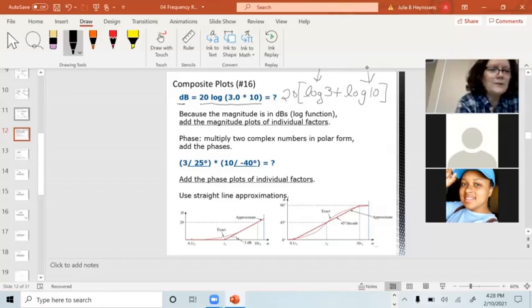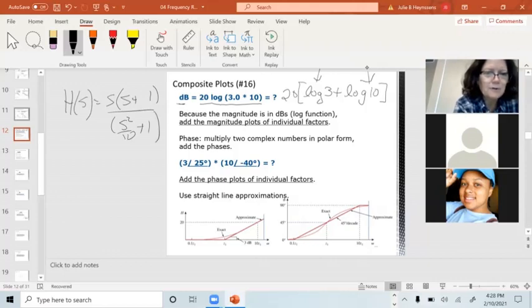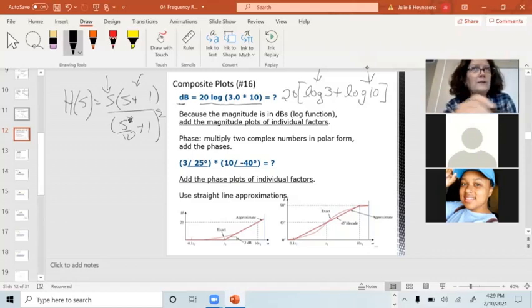If I have a transfer function that has... let me put it in the right form. Something that looks like this. What I could do is find the Bode plots of each one of these factors and add them together instead of multiplying them. I can add them together graphically fairly easily.